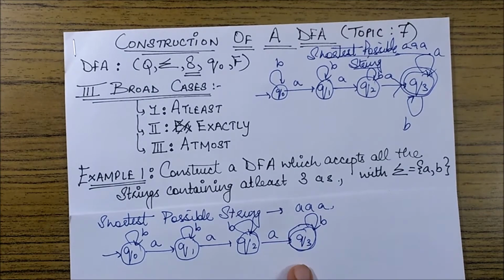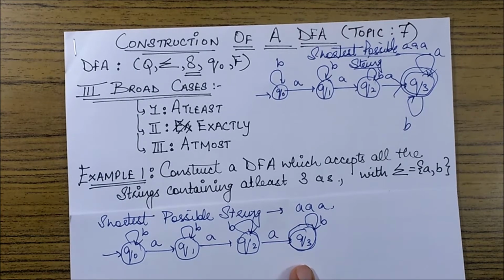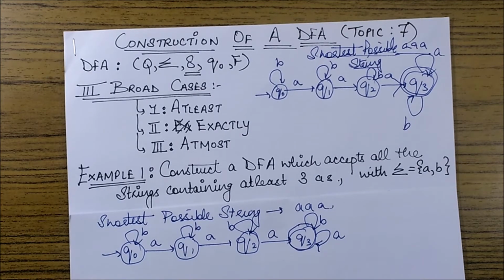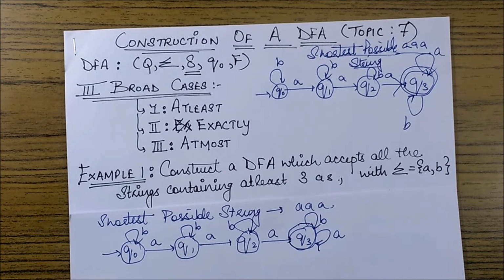Now in the last state, we also need to define the transition for input A. Since there is no constraint on A's, they just said that there should be a minimum of 3 A's, but there can also be strings with more A's, right? So we can also draw a self loop over here, that is, it can end with multiple A's. So this is how we construct a DFA for the case saying at least 3 A's. This is the simplest method to construct a DFA for the at least case.